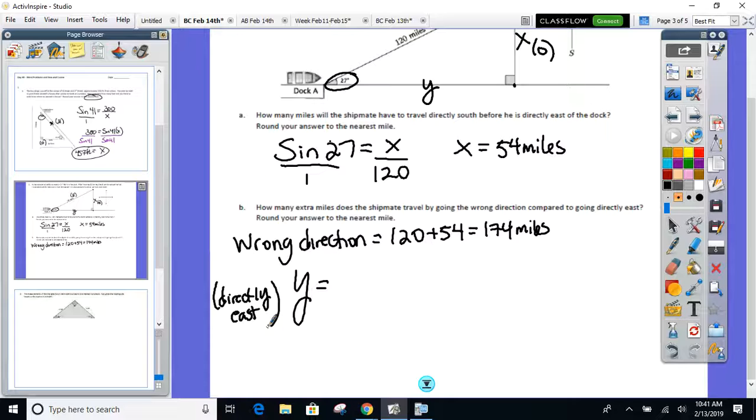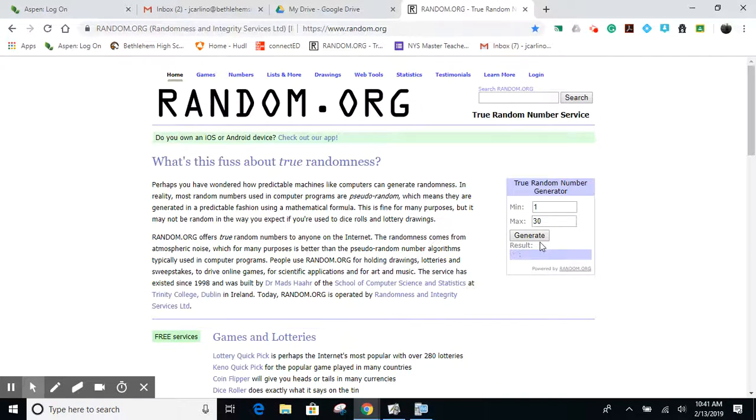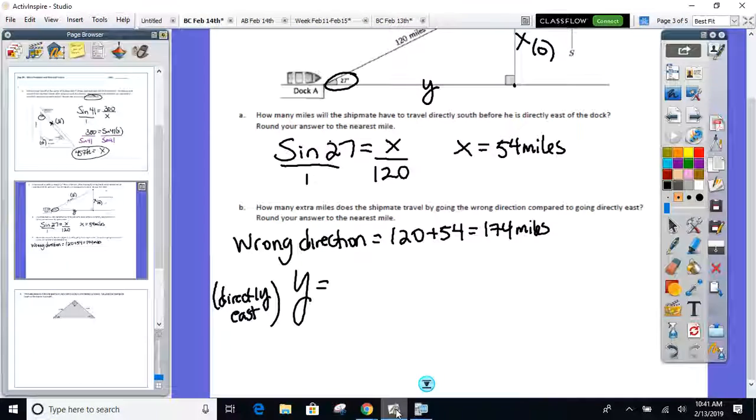Okay, so going directly east, whether you use Pythag, whether you use sine, cosine, or tangent. Directly east. Now, is this number going to be our final answer? No. Why do I ask that? Don't round it yet. You may get thrown off by a tenth or two. All right, what do we end up with for going directly east? What do you end up going with for directly east?